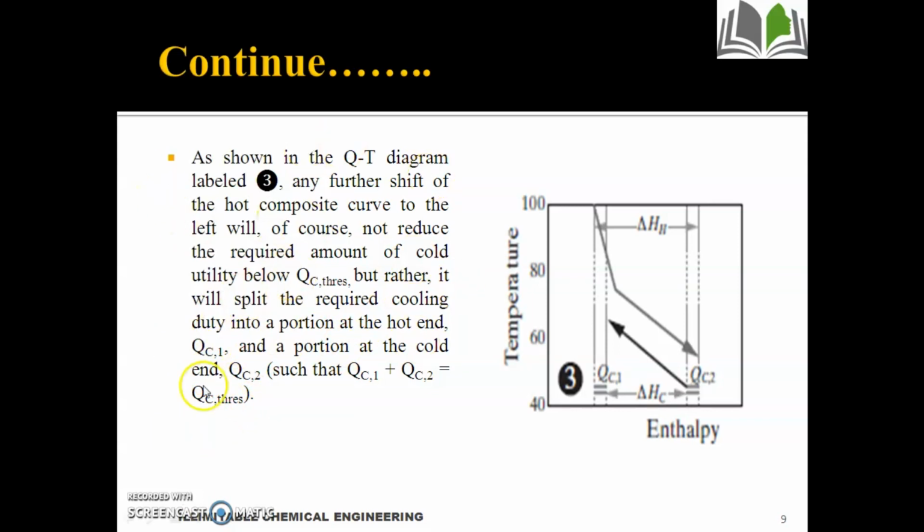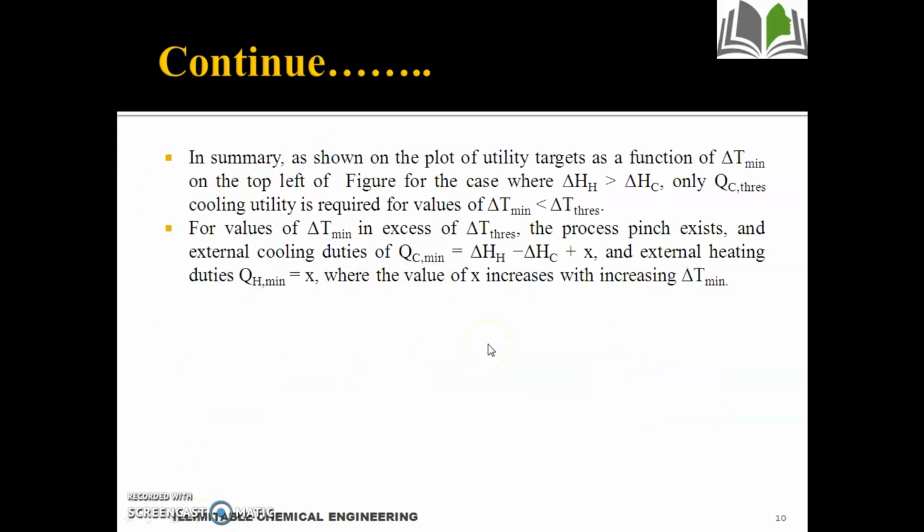So this is the meaning of the three diagrams. What does the summary say, let's see that. In summary, as shown on the plot of the utility targets as a function of delta T minimum on the top left of the figure, for the case where delta HH is greater than delta HC, only QC threshold cooling utility is required. For the value where the delta T minimum is less than delta T threshold, as we have seen in the first label diagram, delta HH is always greater than delta HC, so only the cold cooling utility is required.